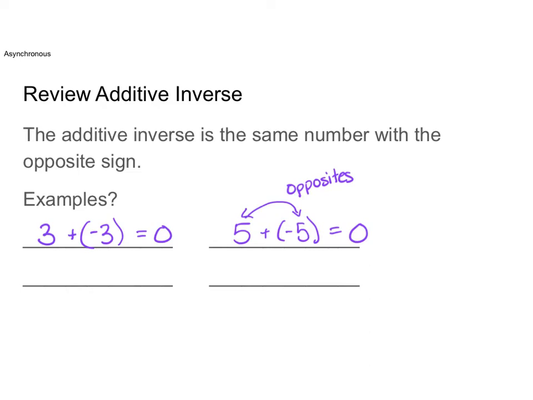When I add, let's say, negative 51 plus 51, that'll give me 0. Okay, those are additive inverses. And let's do another one. Let's say 2 plus a negative 2. Those are also additive inverses, and that'll give me 0.